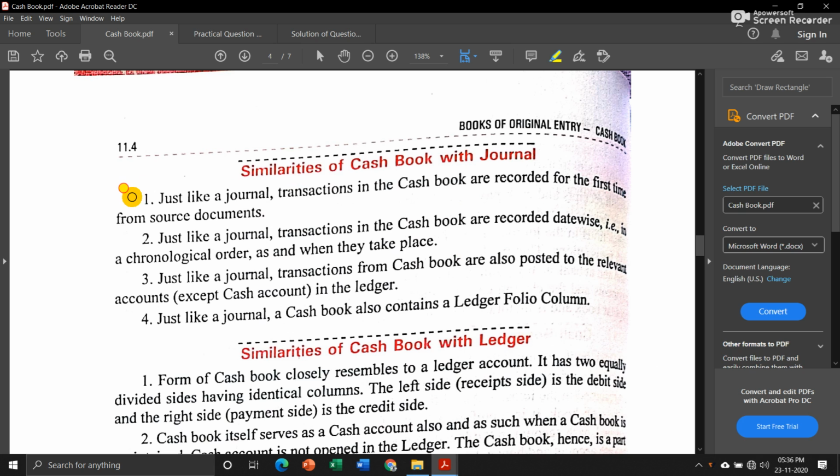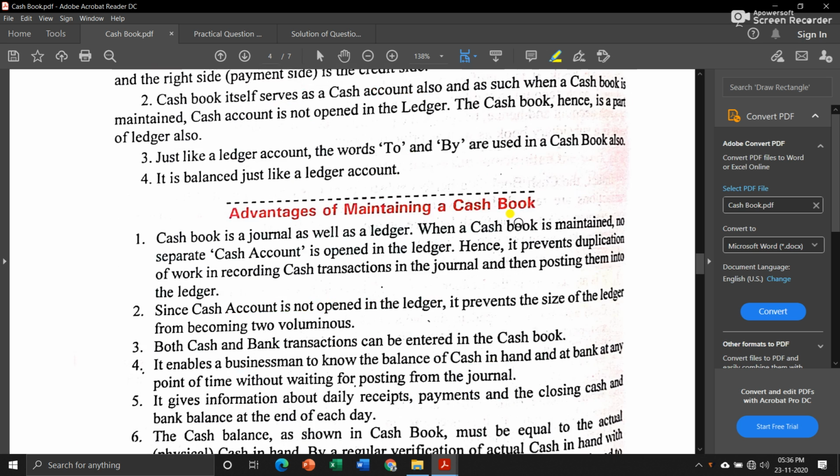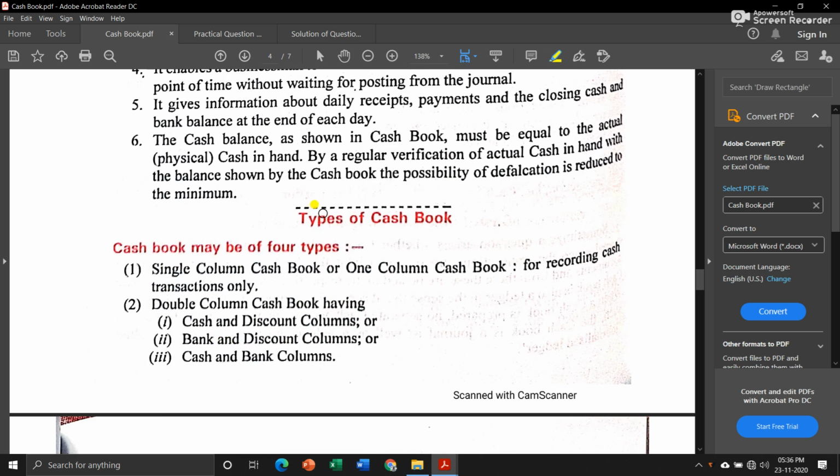Now, you can give a reading to these topics: similarities of cash book with journal, similarities of cash book with ledger, then advantages of maintaining a cash book. Then let's go to the next important topic, that is types of cash book, which we are going to deal with practically in this chapter.